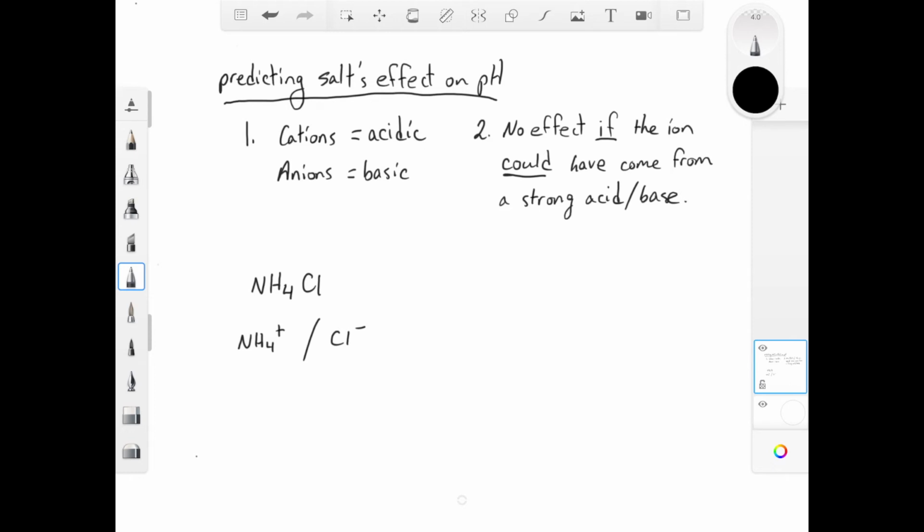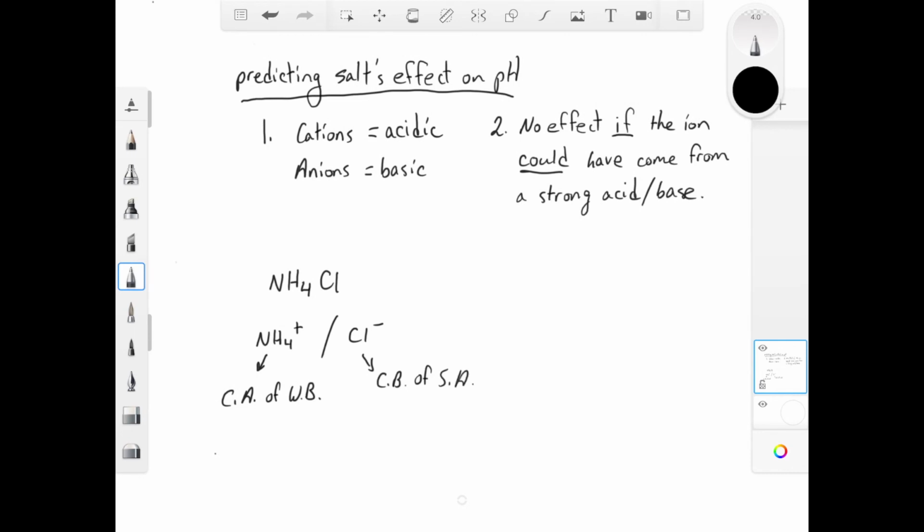So we move on to rule number 2. There's no effect if the ion could have come from a strong acid or base. So let's look at our two ions. Ammonium, the NH4 plus ion, could have come from a weak base. That is, NH4 plus could be the conjugate acid of a weak base, ammonia. It's not to say that it is the conjugate acid of that base, but it could be. With the chloride ion, the opposite is true. It could be the conjugate base of a strong acid.